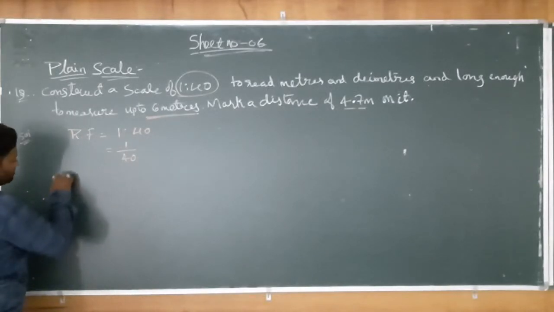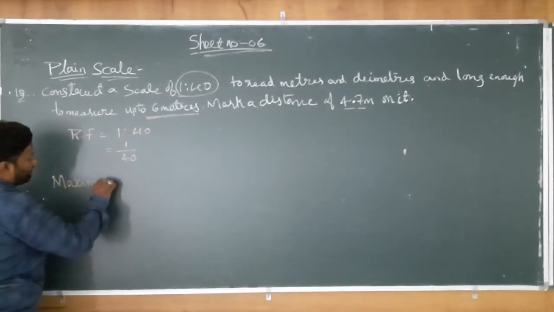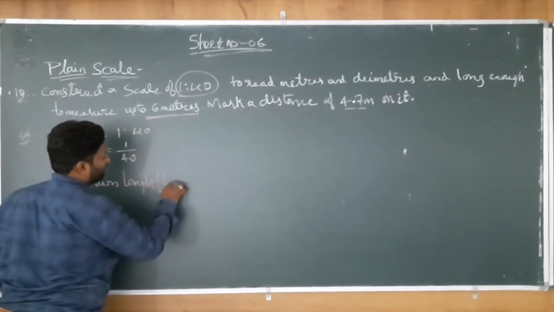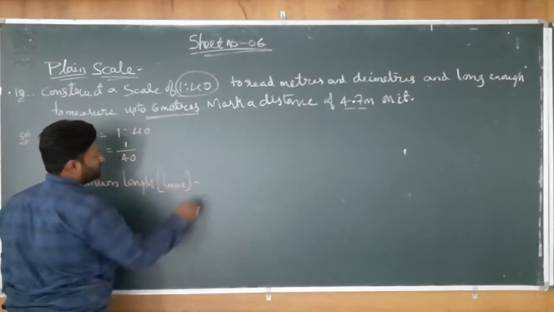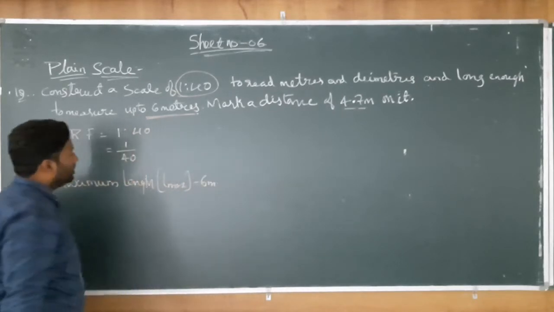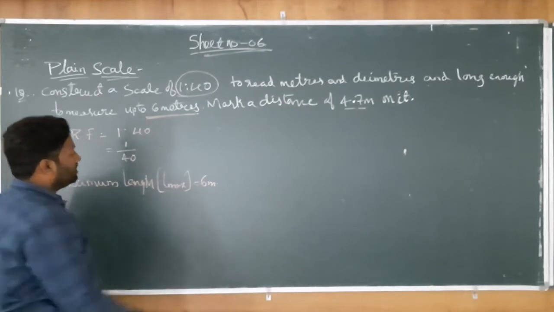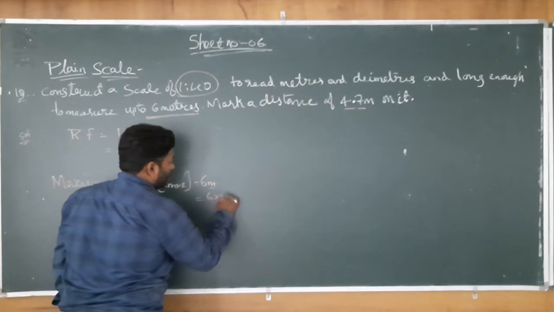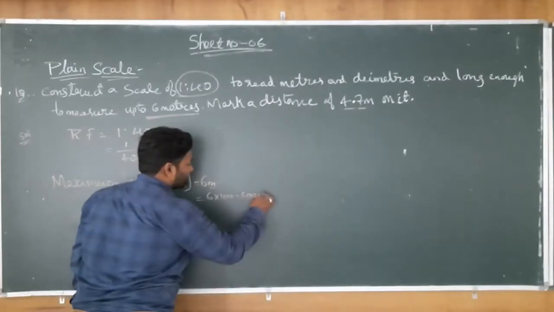Now, after that, maximum length, long enough to measure up to 6 meters. This 6 meters is nothing but maximum length. L max is equal to 6 meters. So, we can convert these values from meters to centimeters. 6 into 100, that is equal to 600 centimeters.